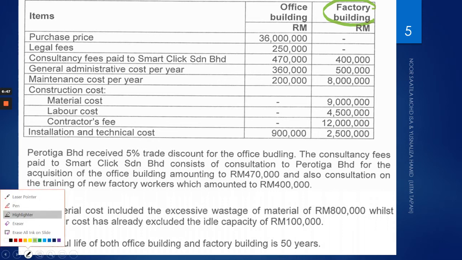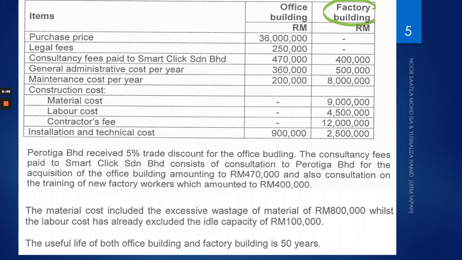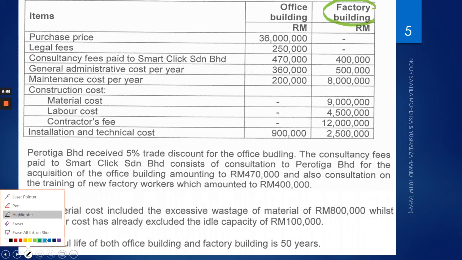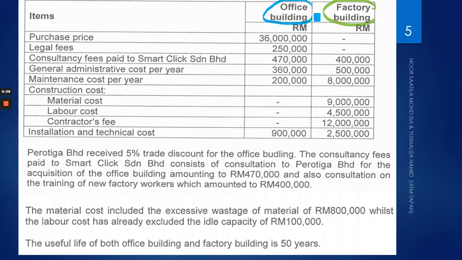Another one is the cost for the factory building. So factory versus office building. Office building, so we have the purchase price for the office building. So these will be capitalized. Legal fees will be capitalized. And then consultancy fees paid to SmartClick. So there is some information about consultancy fees paid to SmartClick. That also consists of consultation to FAR320 Berhad for the acquisition of office building amounting to 470,000. And also consultation on training new factory.